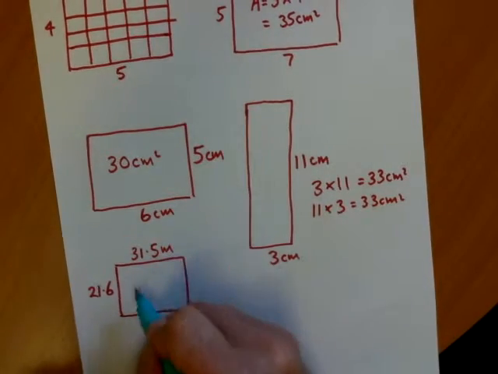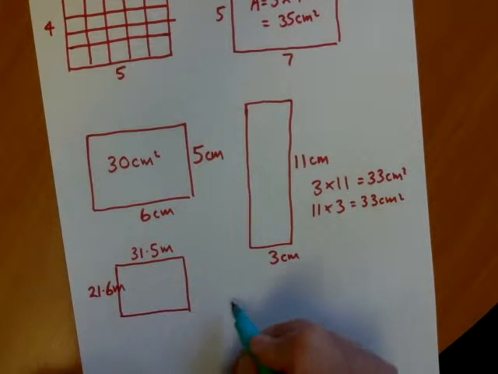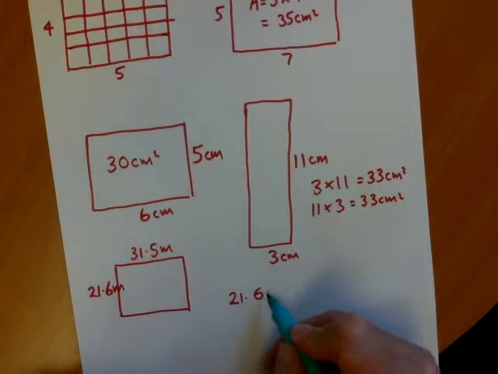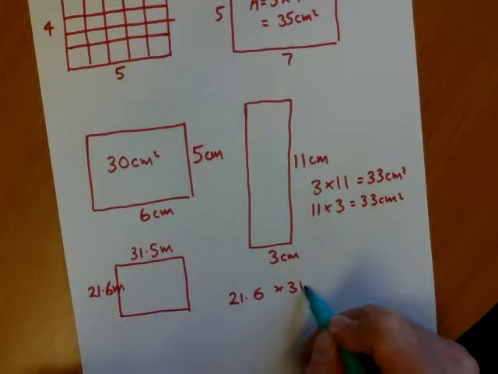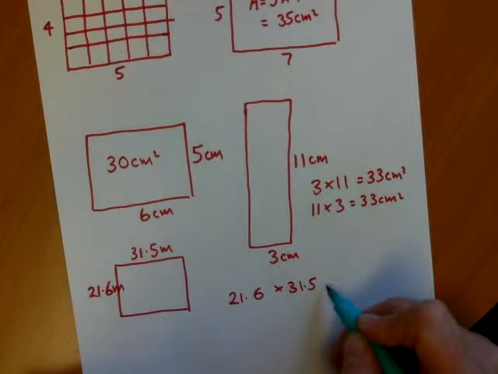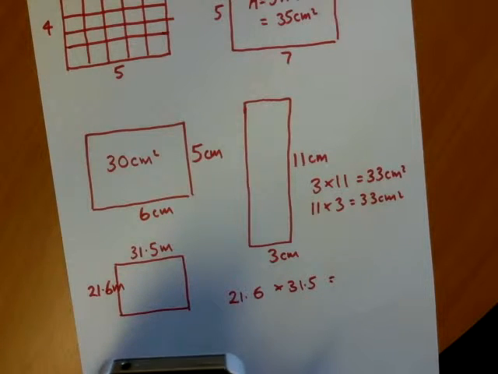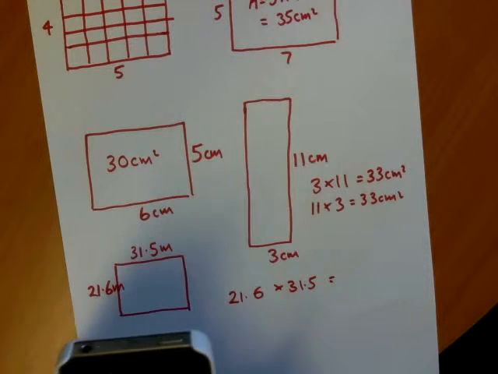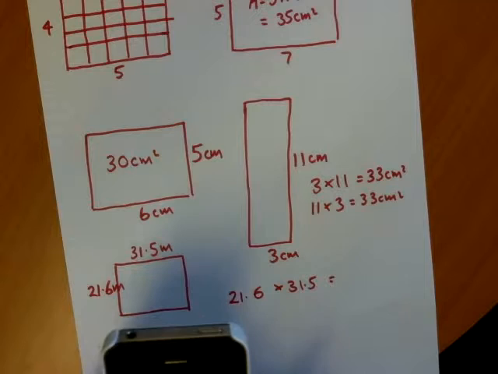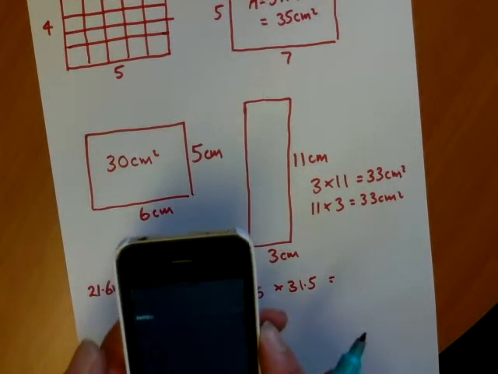And finally, you may have to use your calculator, this one here. Let's say this one is in metres. So we're doing 21.6 times 31.5. Alright, the answer will be in metres. So I take a calculator, I can't do that one in my head, that's for sure. And I'll just get this calculator up on my phone, and we'll show you that on the screen.